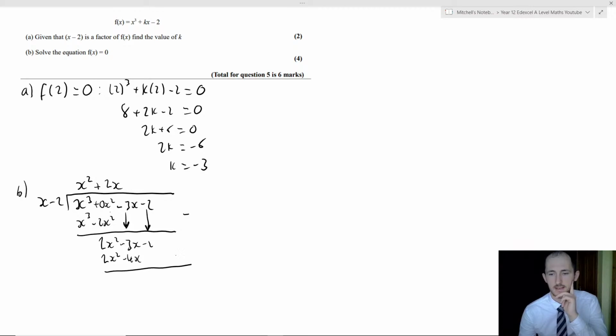Again, subtract it. So you get 0. Minus 3 minus minus 4 gives me x. And that would be minus 2. Divide it, you get 1. 1 times x is x. And then you get minus 2. Subtract, you get 0.